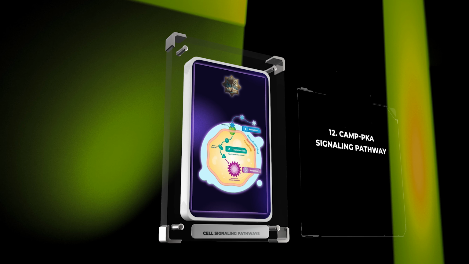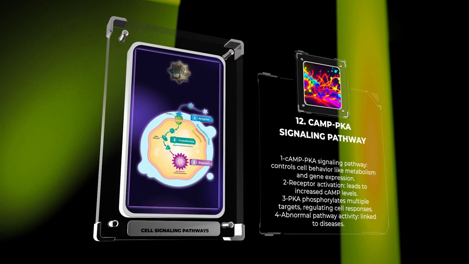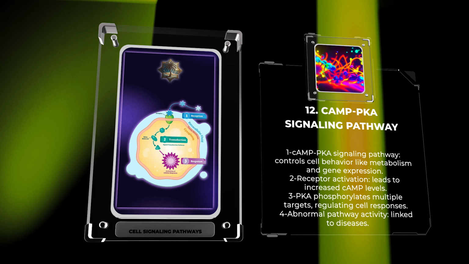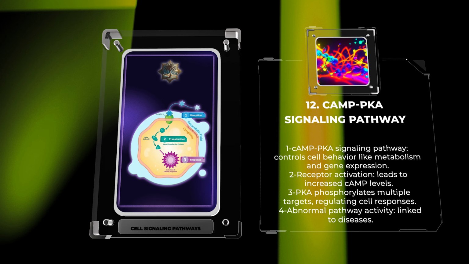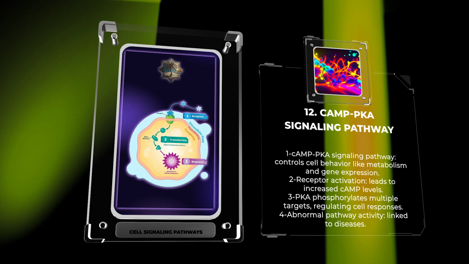The cAMP-PKA signaling pathway controls many aspects of cell behavior, like metabolism and gene expression. It starts with receptor activation and leads to increased cAMP levels. cAMP then activates PKA, which phosphorylates multiple targets, regulating cell responses. Abnormal pathway activity is linked to diseases.